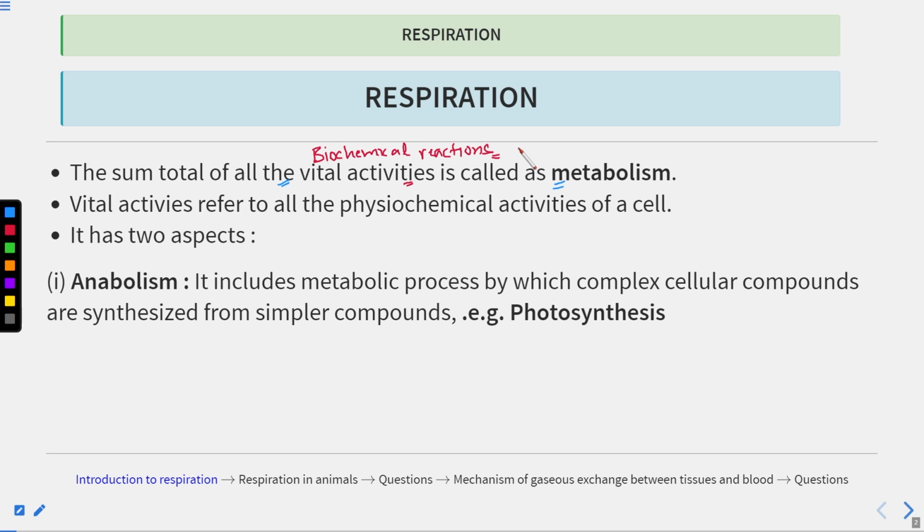And what are biochemical reactions? Reactions that are enzymatically controlled, where enzymes act as a catalyst or where enzymes are involved. There are a lot of reactions which require enzymes. And what are enzymes? Enzymes are basically proteins. They catalyze the reaction, they speed up the rate of the reaction. The sum total of all these biochemical reactions is known as metabolism. Now, metabolism can be of two types.